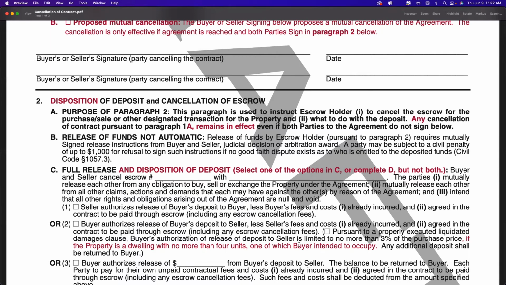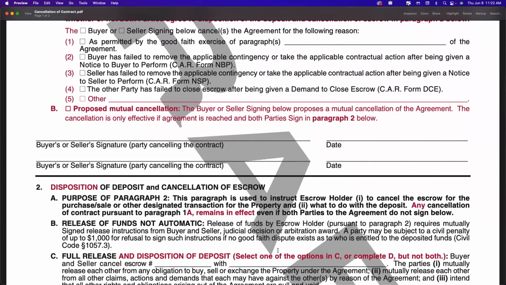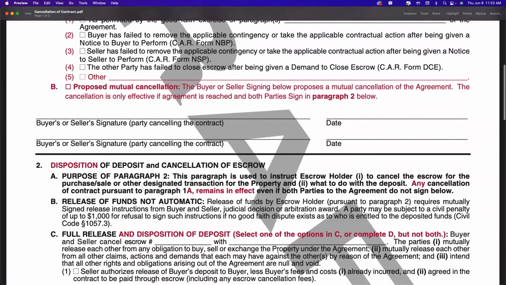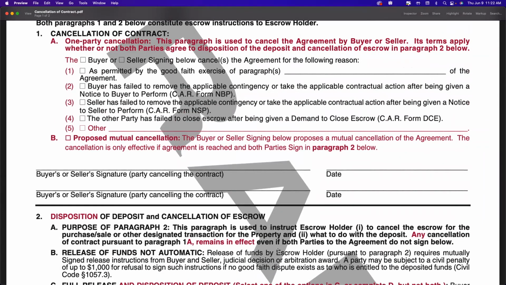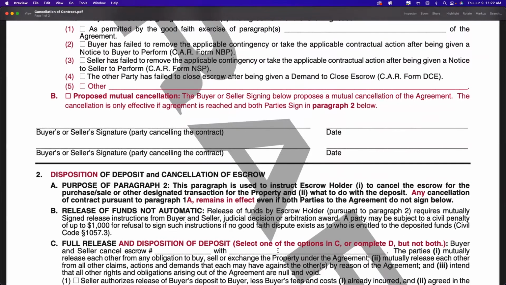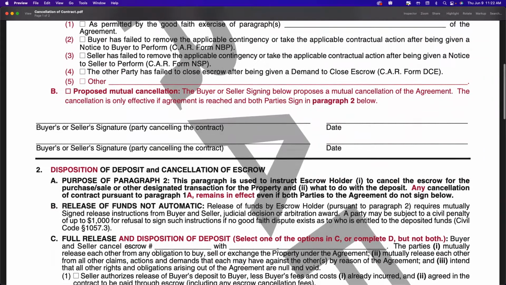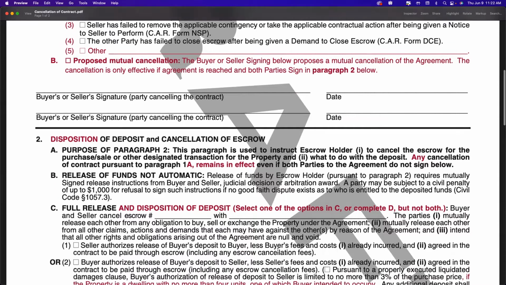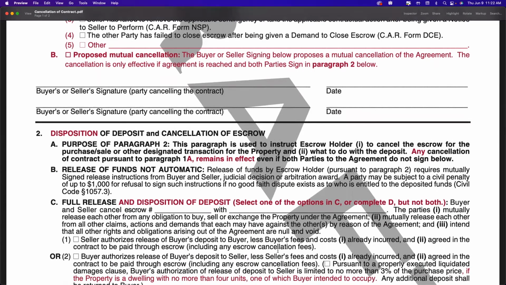So if we go back to 1A, we're not talking about 1B, we're talking about 1A. Any of these terms up here, which give you the option to cancel, they're saying that no matter what happens, if I don't sign paragraph 2, paragraph 1A is still in effect, which means I've canceled the contract. We may not have canceled the escrow, but we've canceled the contract. My responsibility to follow the terms of the contract no longer exists. That is canceled. Now all we're doing down here is negotiating the escrow.